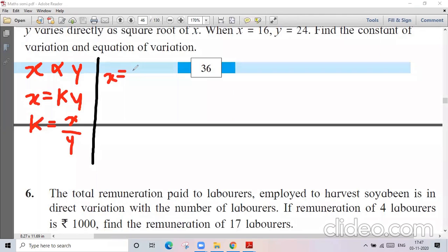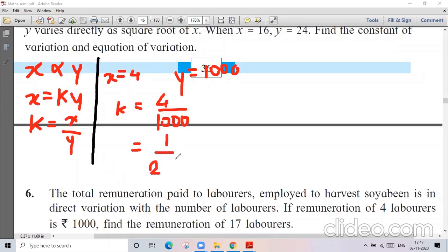When x is equal to 4, y is equal to what? y is equal to 1000. That means the 4 workers we gave 1000 rupees. That means k is equal to 4 upon 1000. Now divide this: divide 1000 by 4, you will get 250. Right? So the value of k is 1 upon 250.